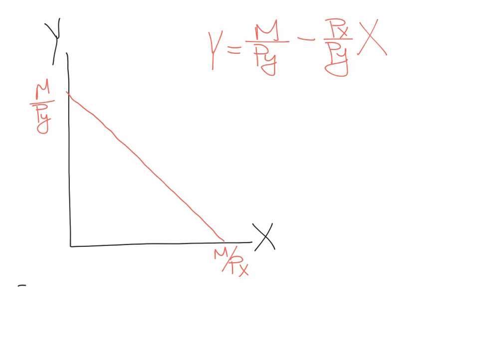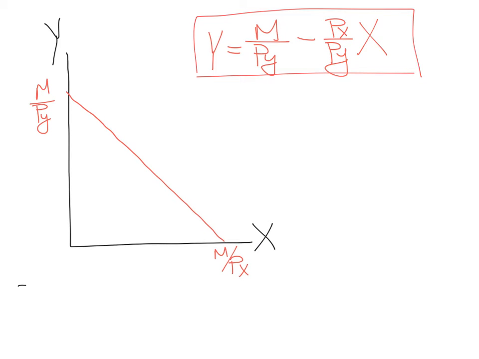So let's quickly go over how the budget line would change if any of the three variables that determine the budget line, the prices and income, change. And what I recommend is that you memorize this equation here, which is the equation for the budget line. And then if you want to find out how the budget line changes when you change any of those variables, always refer to the equation.